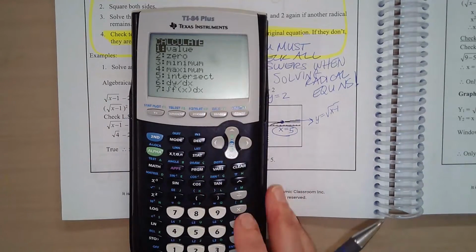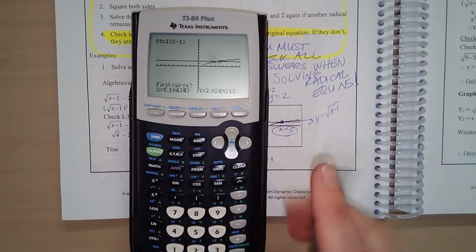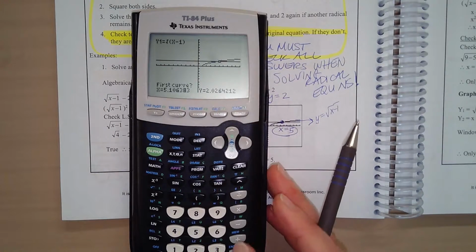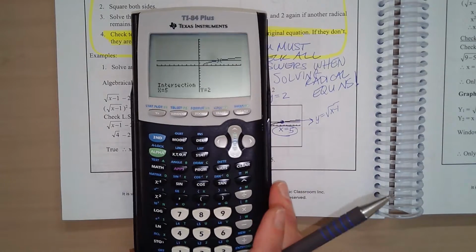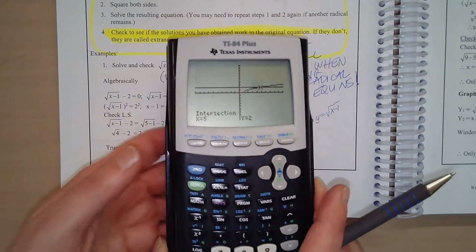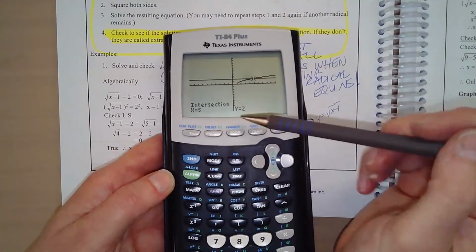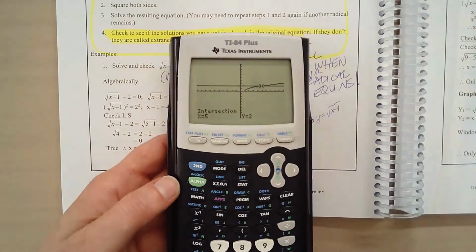So, graph, second calc, number 5. That's my first curve that I graphed. That's my second curve. And here's my intersection point. So what am I looking for? I'm looking for the x value, right? When I solve an equation, I'm looking for the x value. So this occurs when x equals 2, right?